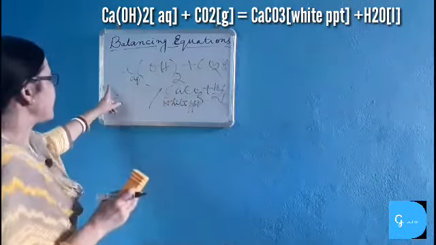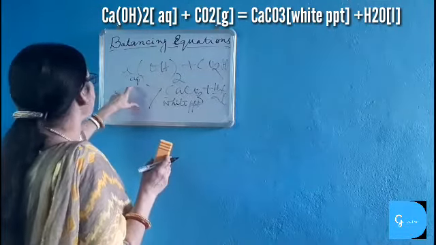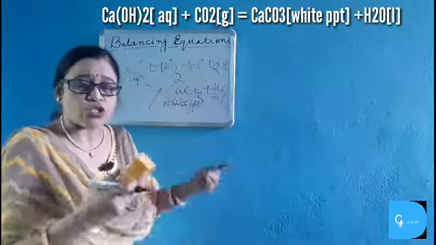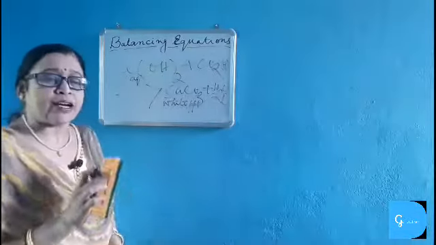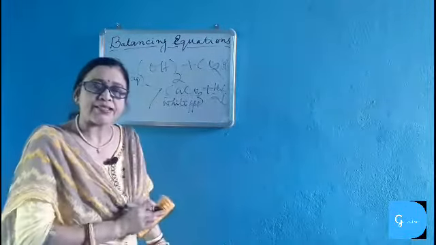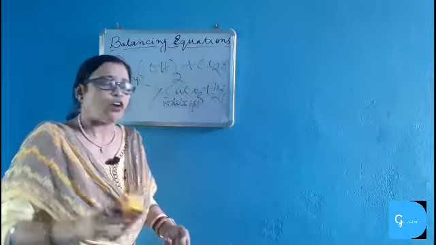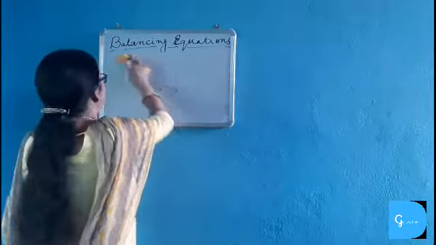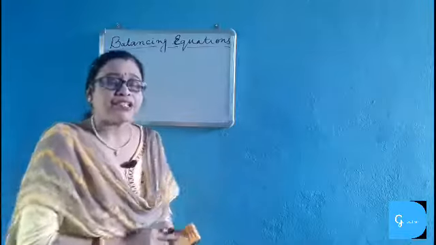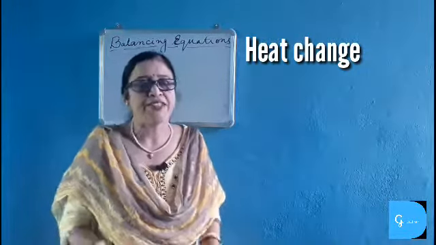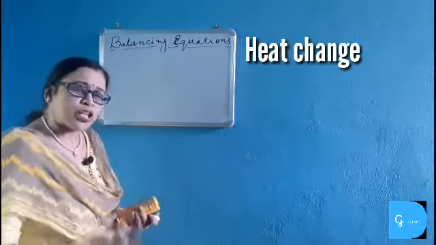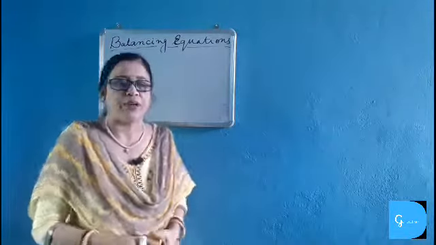So by indicating the physical state, either it is aqueous, gas, solid, liquid, or precipitate form, we can understand the physical state of both the reactants as well as the resultant of the reactions. Now we can also indicate the heat change. Heat change means we can state either heat is evolved or heat is absorbed.